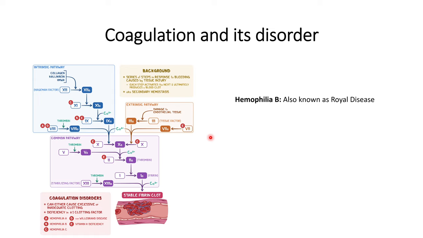These are the five disorders related to coagulation, and the coagulation pathways depend on three pathways, and the function of the intrinsic and extrinsic pathways is to activate the common pathway independently.